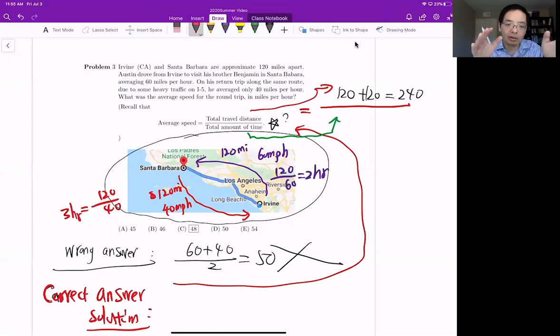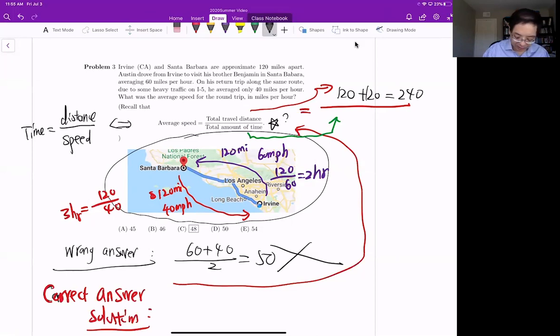Because here we have the formula, the average speed equals the total travel distance divided by the time. Equivalently, of course, the travel time equals distance divided by speed, right? So when Austin drove from Irvine to Santa Barbara, he spent 2 hours on the way, and from Santa Barbara back to Irvine, he spent 3 hours on the way. So the total is 2 plus 3, which is 5 hours.